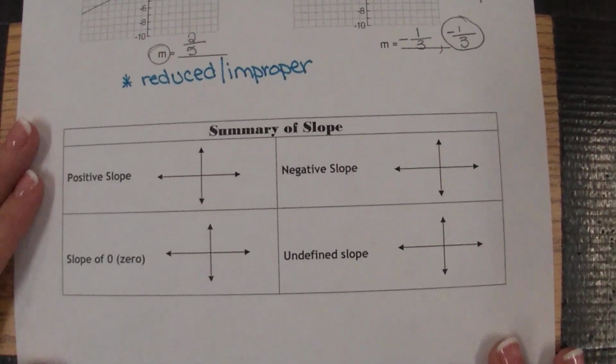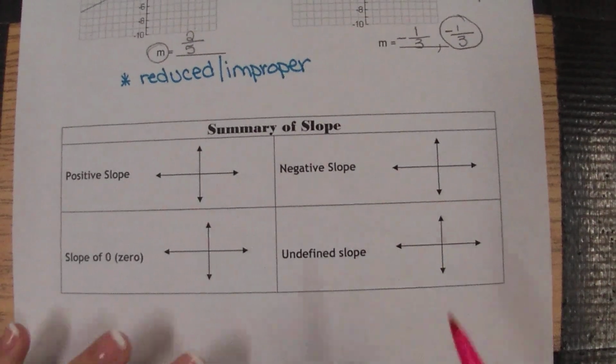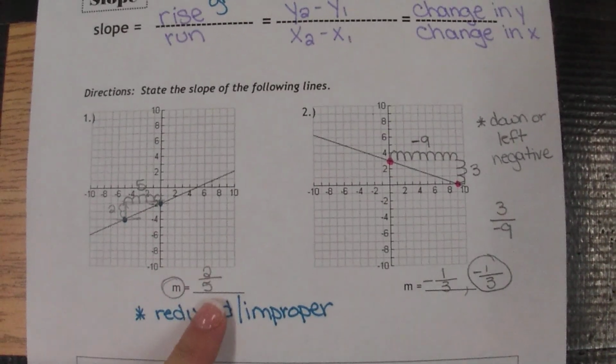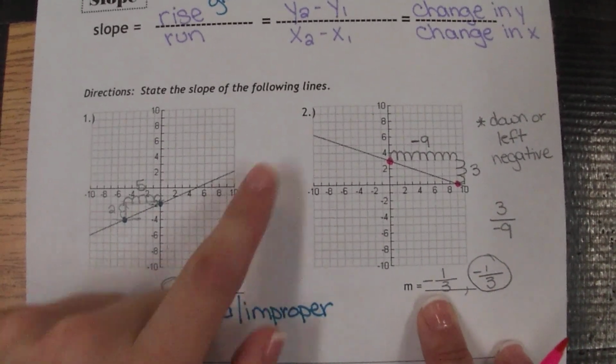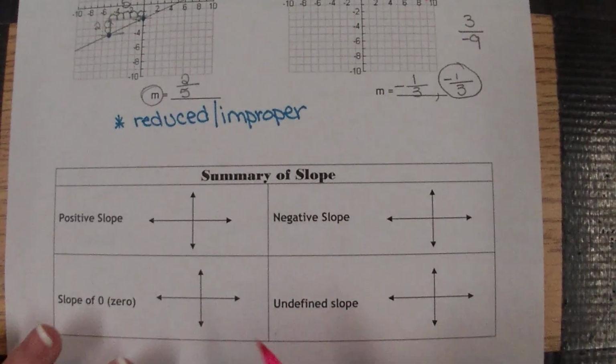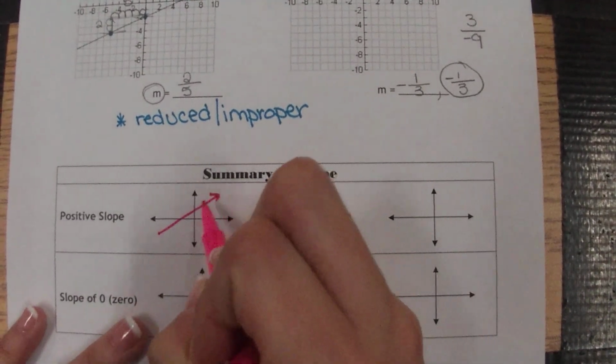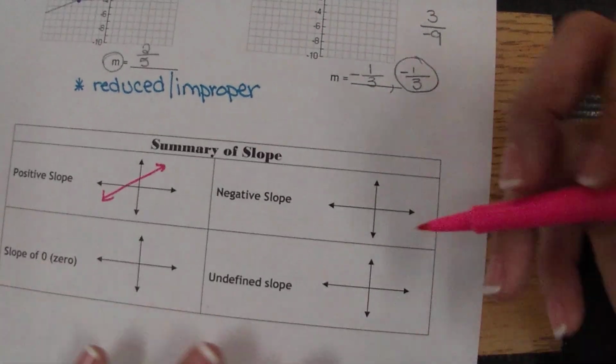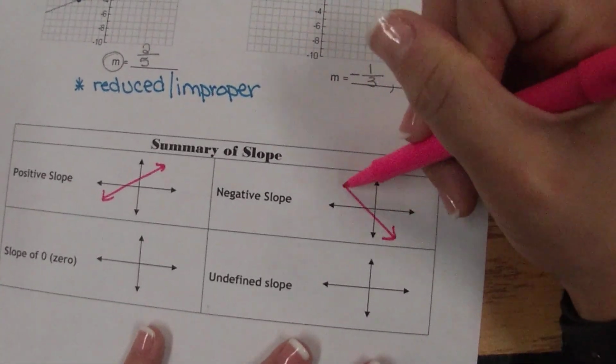Okay, so here's what we know at this point. Positive slope, if we look up here, look, this was positive, this was negative. Our positive went uphill, our negative went downhill. So positive slope is always going to be an uphill line. Negative slope is always going to be a downhill line.